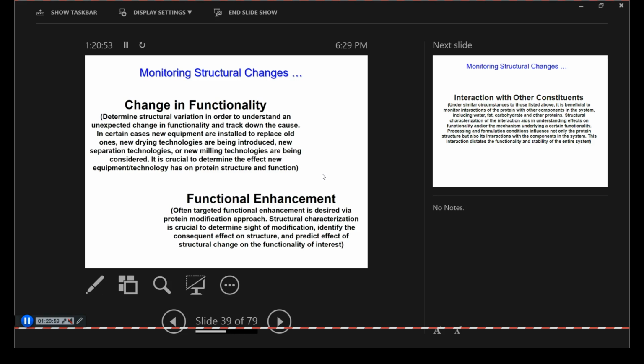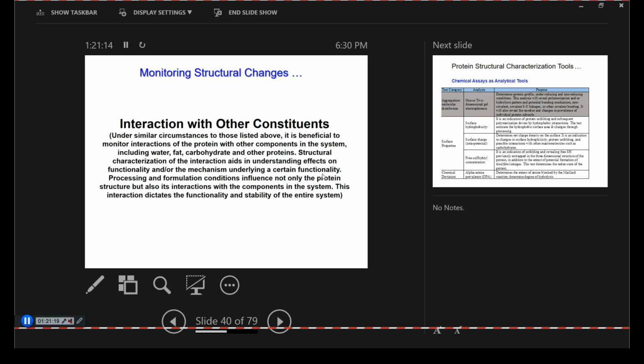So we are looking at ways to enhance functionality by changing the structure of the protein, by doing something to the protein, hydrolyzing it, glycating it, treating it with pressure, or treating it with cold plasma, or doing something to the protein to change the structure so that you impart a targeted enhancement in functionality.